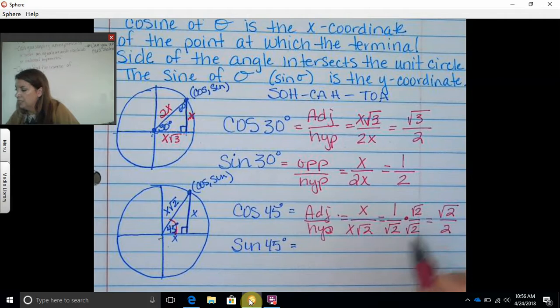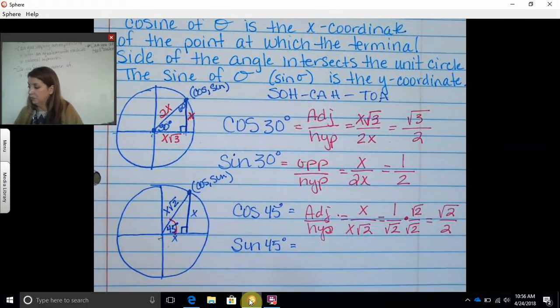So that's rationalizing. Now, can we reduce this 2 and this 2? No, because the square root of 2 does not mean the number 2. It's 1 point something, and that does not cancel out with that 2, okay? So your cosine is square root of 2 over 2.